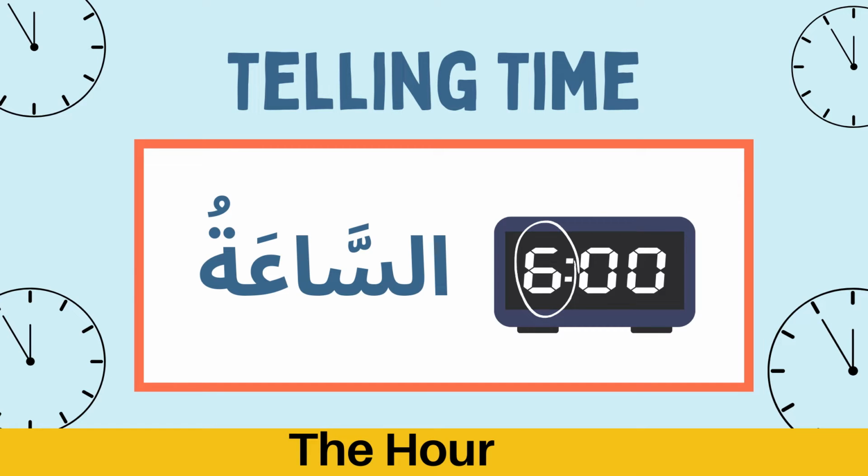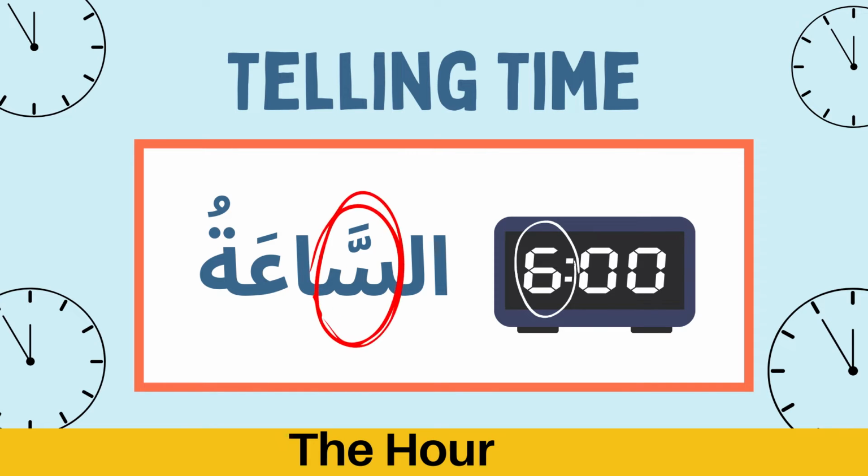الساعة. Say it with me. الساعة. When we pronounce the letter سين as س we have to press our tongue to say, س. and this mark is called a shadda. When there is a shadda above a letter, we have to press our tongue a little.